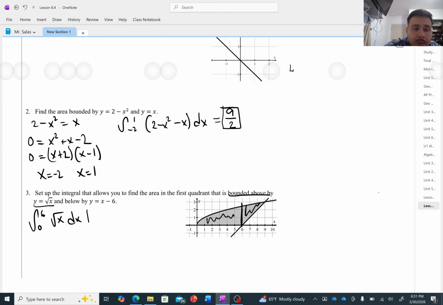But now, plus, I have another chunk from 6 to 9, because that's between those 2 curves now. So now I'm going to take my integral from 6 to 9, and now I get to plug in my formula. In this case, I still have the square root of x on top. So I'm going to do the square root of x minus (x minus 6) dx. Boom. And that is it.